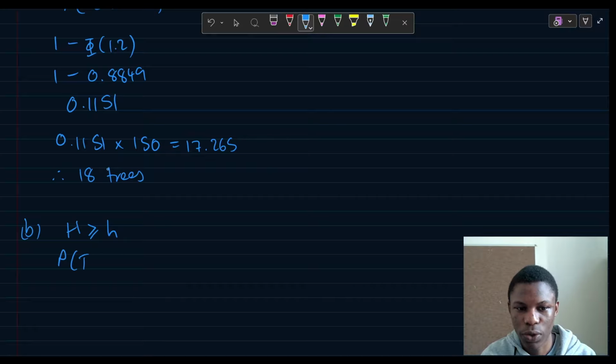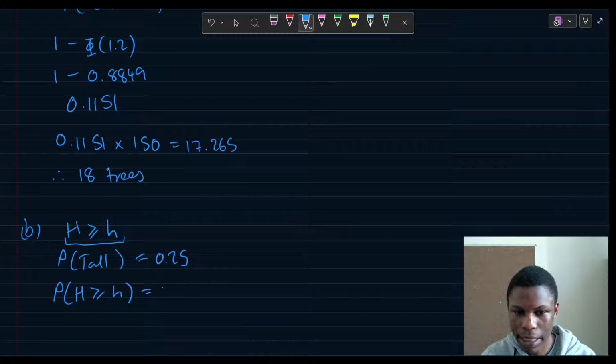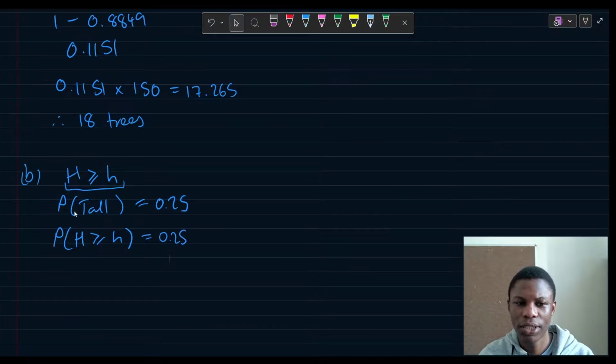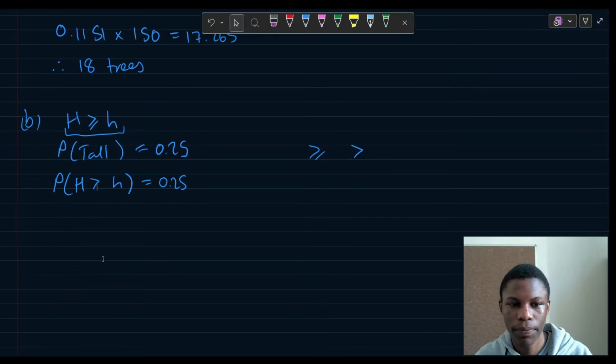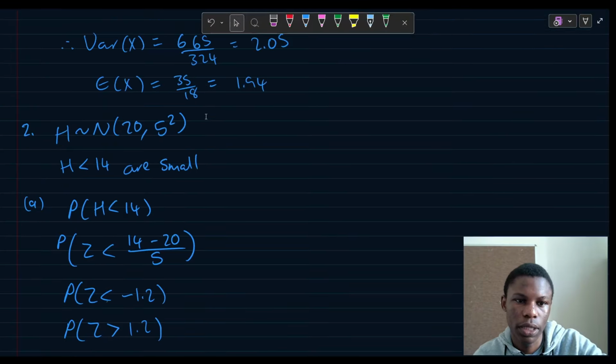And then we're told that 25% of the trees are classified as tall. So probability of tall trees is equal to 0.25. And the criteria for a tree being tall is that. So that means the probability that the height is greater than or equal to h is equal to 0.25. And remember, under continuous distribution, greater than or equal to is the same as just greater than. So I can just drop this or equal to part. It won't make a difference. All right. And so what we can do is we know that H follows a normal distribution with all this good stuff.